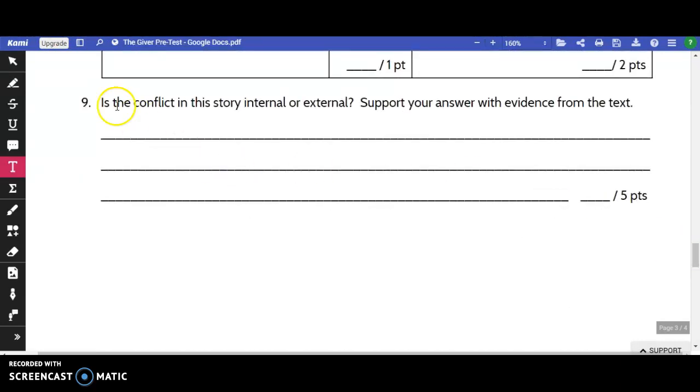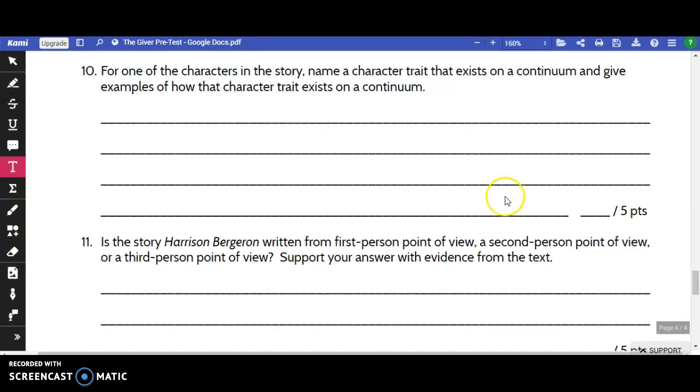Question 9. Is the conflict in this story internal or external? Support your answer with evidence from the text. Question 10. For one of the characters in the story, name a character trait that exists on a continuum and give examples of how that character trait exists on a continuum.